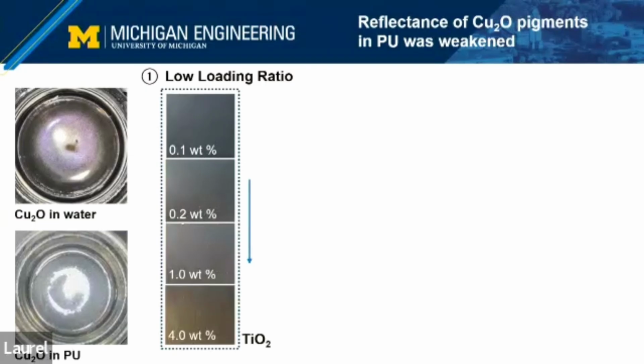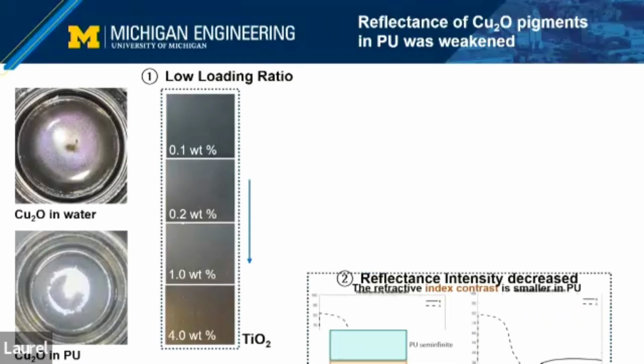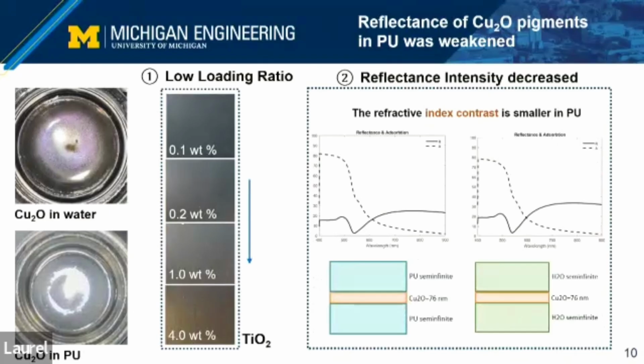So what we did is a test using titanium dioxide pearlescent flakes. It has a similar reflectance to the cuprous oxide because they have a similar refractive index. Here we find that with a higher loading ratio, it definitely showed much more significant color, which is very obvious to understand.